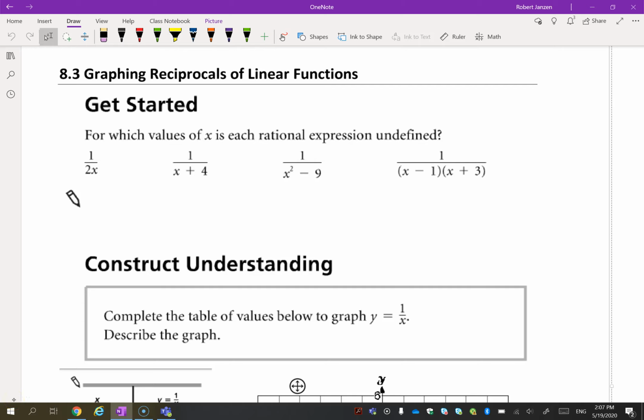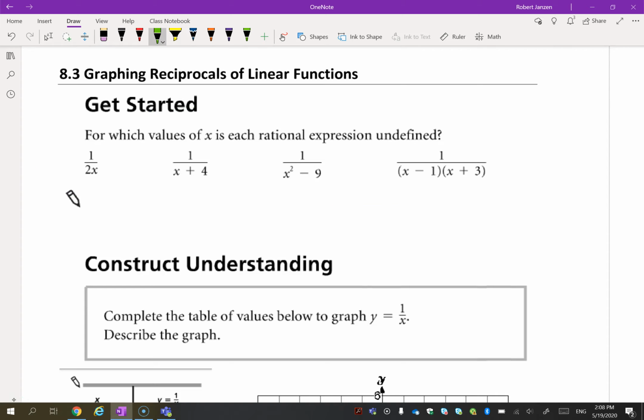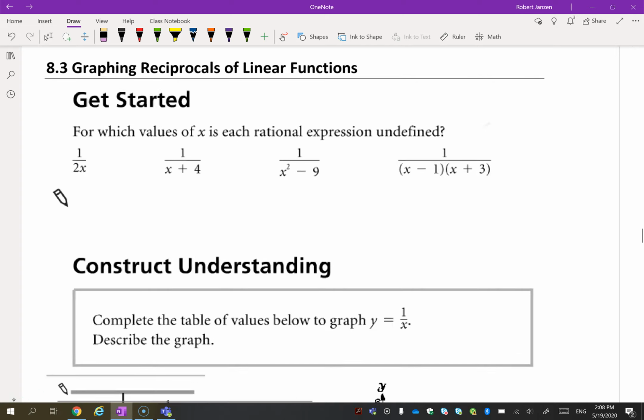The last new concept for grade 11 is graphing a reciprocal function. So what is a reciprocal function? All of these are examples of reciprocal functions. If you think of the function as being f of x, if f of x is 2x, the reciprocal of that is 1 over f of x, which would be 1 over 2x. So all of these are taking a function and taking the reciprocal of them. That's what we're going to learn how to graph.